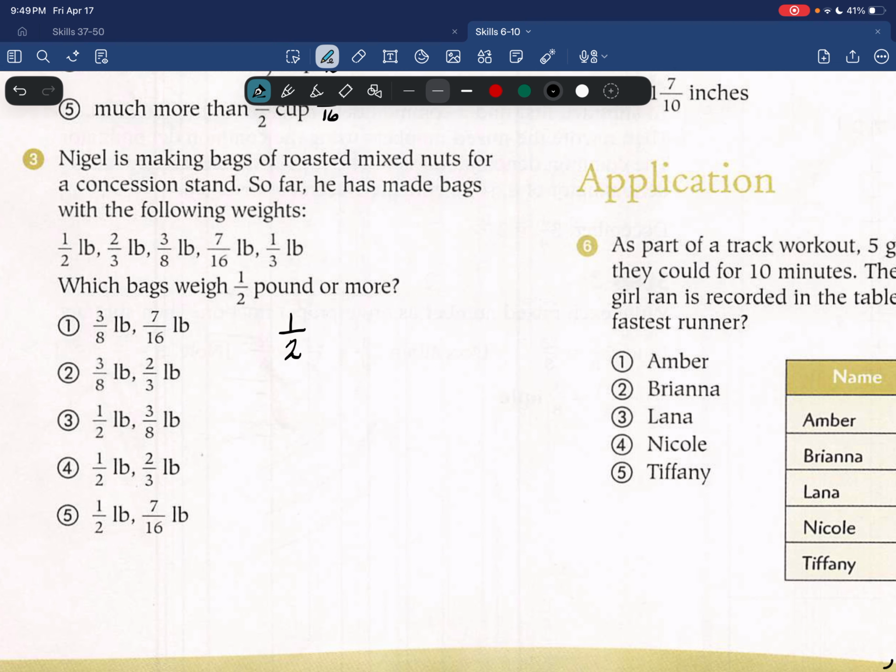So I would have 1/2, 2/3, 3/8, 7/16, and 1/3. So I'm going to list all of those fractions. And again, there are several ways you can do this. Because I want us to practice multiples, I'm going to go that route. Or am I?